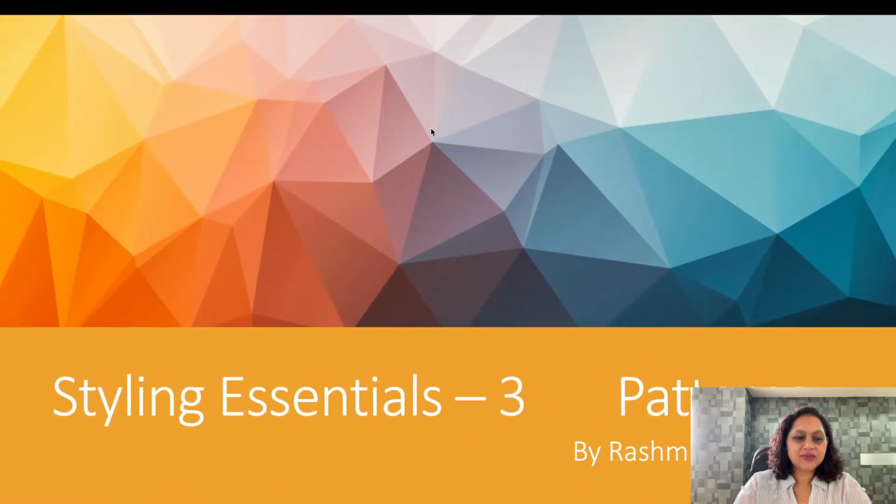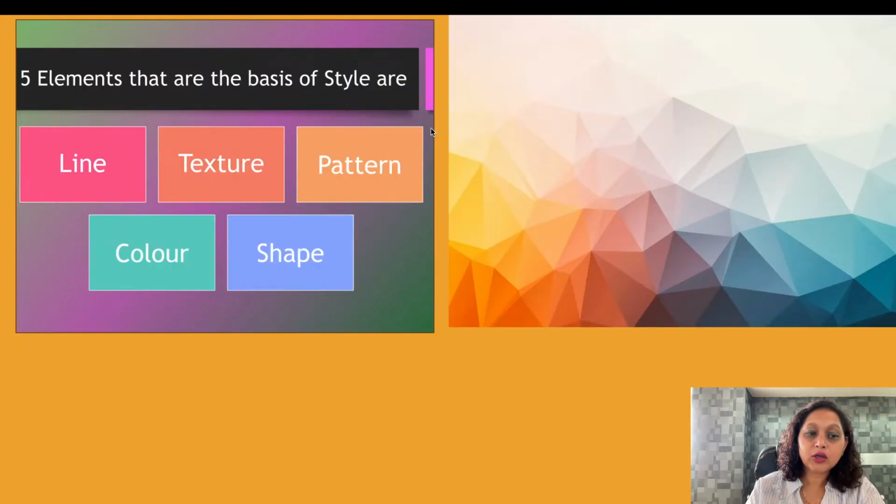And there we are. We're going to be talking about the third session in this styling essentials, and that is called patterns. We already talked about line and texture, and I gave you a little brief about it. Today is pattern; the next time we talk about is color, which is going to be my favorite subject, so I probably will take forever to finish it. But yes, next will be color, and then shape.